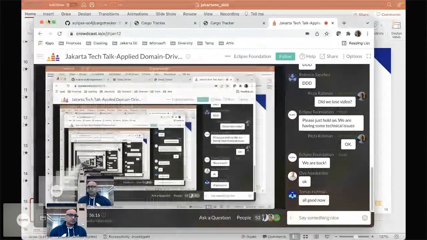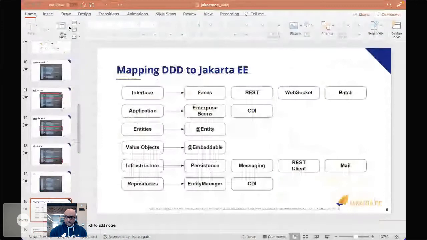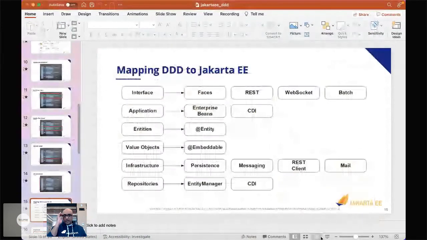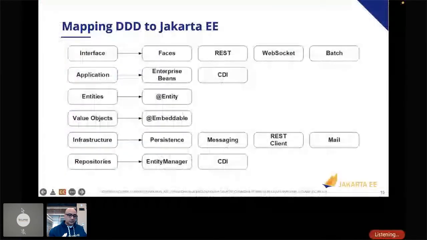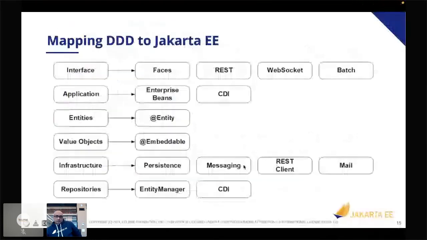And I'm going to basically restart back where we stopped, and that is beginning to map DDD concepts into Jakarta EE. So here's a little diagram. The diagram actually is on the website as well as the documentation and Cargo Tracker, so you can reference this later. And by the way, this slide deck is also available on Speaker Deck. You can just Google it and you'll find it. So this is all there for your reference.